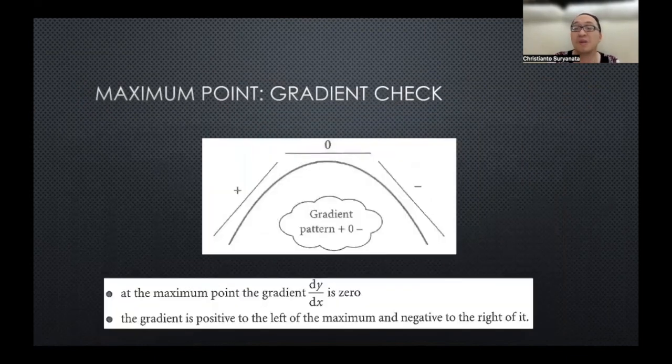How about the maximum point? The maximum point has a positive gradient before the stationary point and a negative gradient after the stationary point. So the gradient is changing from positive to negative. This is a maximum point.